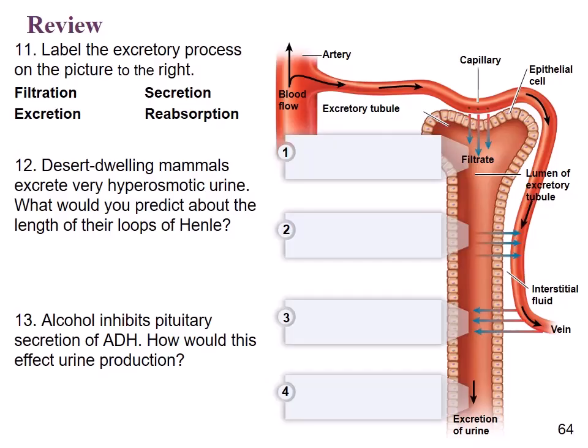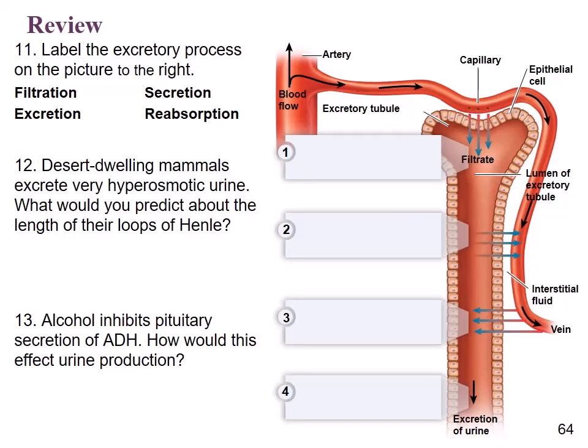Number 12, desert-dwelling mammals excrete very hyperosmotic urine, so very concentrated urine. What would you predict about the length of their loops of Henle, or the length of their nephron loop? They should have a very long nephron loop in comparison to other mammals.